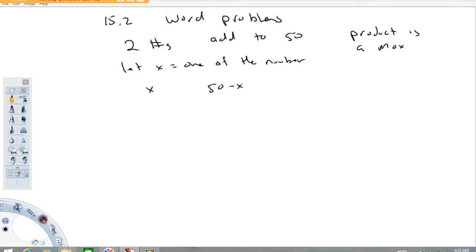Their product needs to be a maximum. So let's say p of x, that's a function. I'm just using p to stand for product, and it would be, just like it says, the product of the two, x times 50 minus x. All right, now I'm going to take this and mess around with it a little bit. We can write this as 50x minus x squared. Okay.